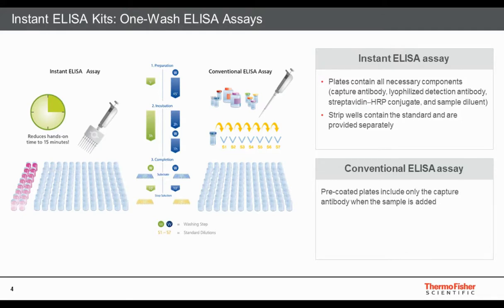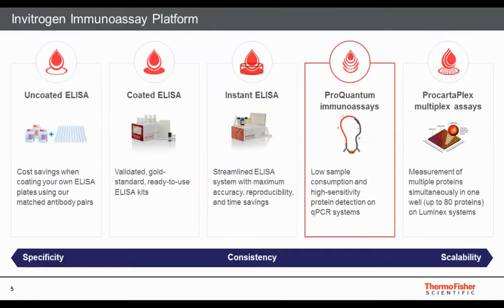So with the Instant ELISA kit, you get the same as with the conventional gold standard coated ELISA kit, meaning same antibody pair, same optimized reagents, dilution buffers, and other buffers, but with the Instant ELISA kit, all the preparation work has already been done for you. You simply rehydrate, add sample to perform a one-wash assay, and you get the same results as with a typical ELISA, but with a shortened workflow and hands-on time.